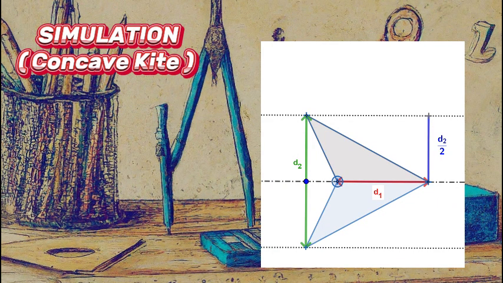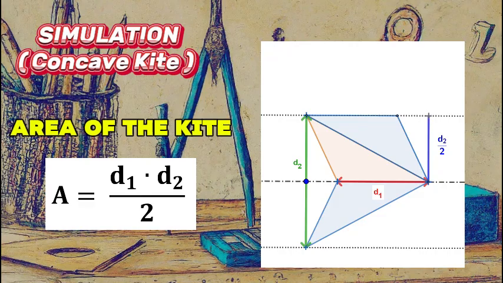Starting from the axis of symmetry, we can take the lower triangle, flip it over and move it up like this. Once it's placed above the axis, it creates a parallelogram with exactly the same area as the dot. And in the end, we get the very same formula as for the convex kite, the product of the 2 diagonals divided by 2.